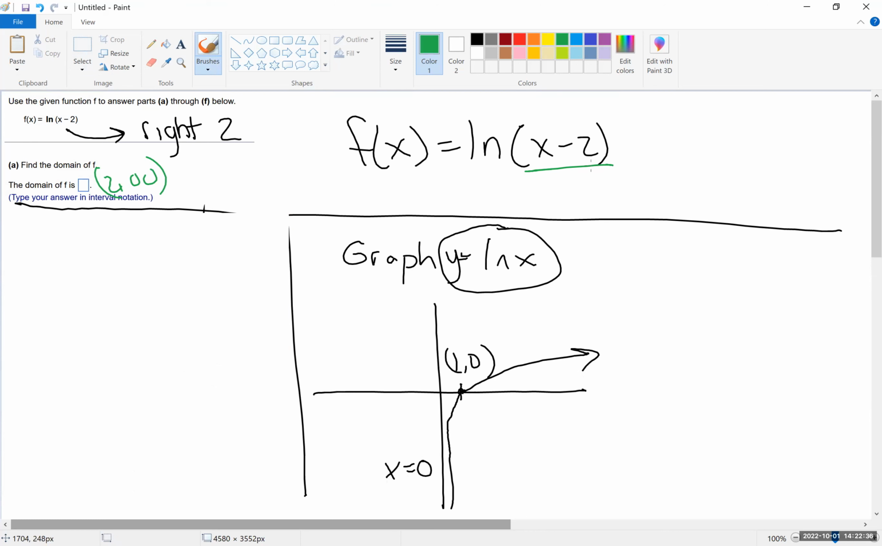Then we want to deal with the transformation, which is the natural log of x minus 2. This is going to shift everything to the right 2. It's a transformation that belongs to the x. If it belongs to the x, it does the opposite. So we're going to take our graph and add 2 to all of our x values. So our new asymptote is going to be at x equals 2. And we're going to go through the point 3, 0. So ours looks like this. It's the same thing, but it's shifted to the right 2.